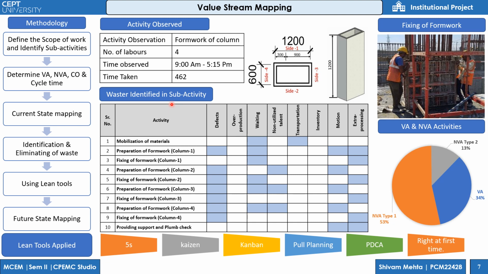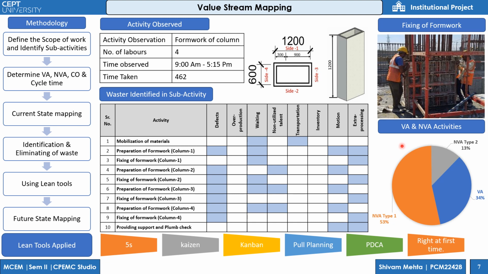These are the wastes identified in the sub-activities. In mobilization of material, the wastes identified were waiting and transportation: waiting for mobilization of material and transportation of formwork for columns. In preparation of formwork for column, the defect was rework of the column, like cleaning and all. An extra process time, like oiling and all, was also observed.